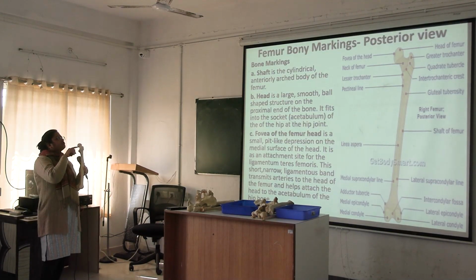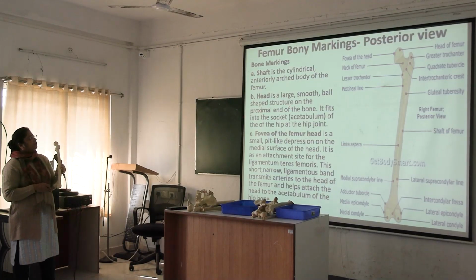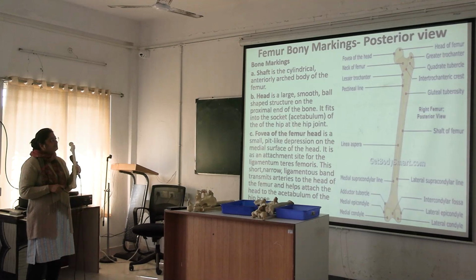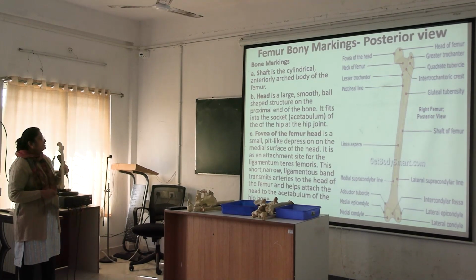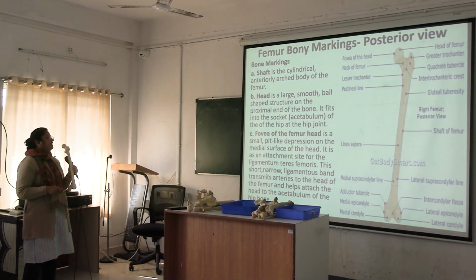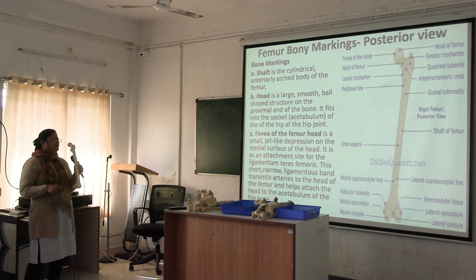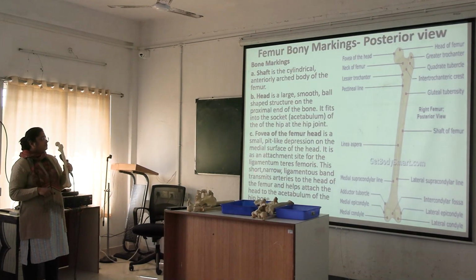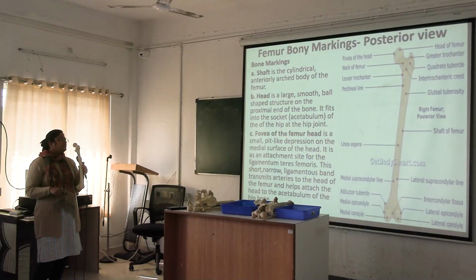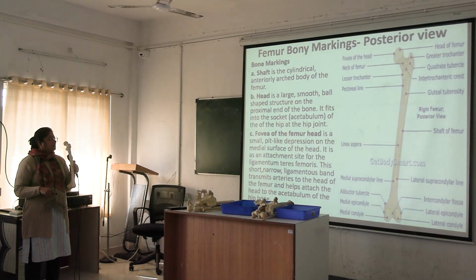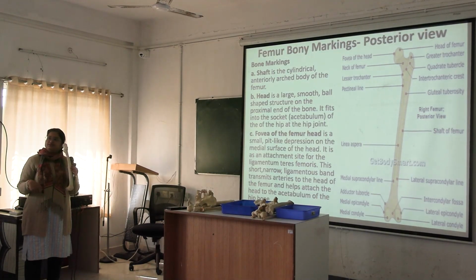It is a large, smooth, ball-shaped structure on the proximal end of the femur. It fits into the socket, the acetabulum of the hip, at the hip joint. Next is the fovea of the head of the femur. This is the fovea. It is a small pit-like depression on the medial surface of the head, the attachment site for the ligamentum teres femoris, and this short narrow ligamentous band transmits the arteries to the head of the femur and helps attach the head of the femur to the acetabulum of the hip joint.